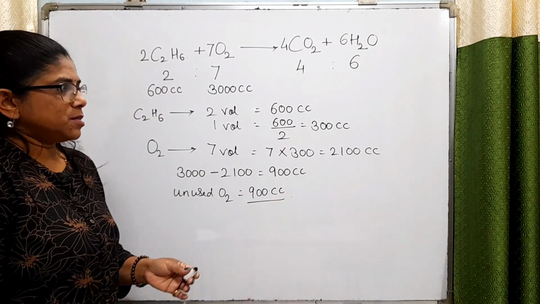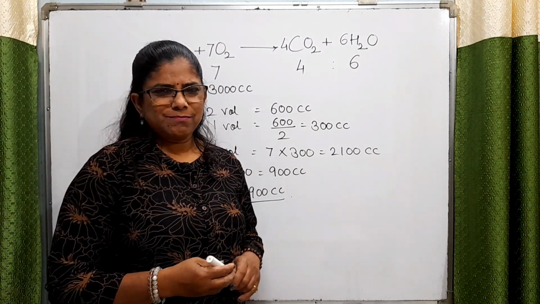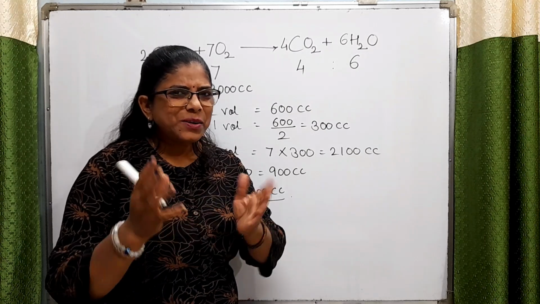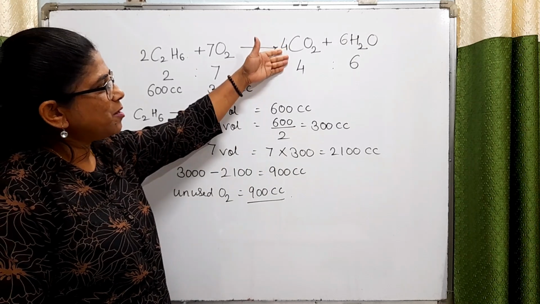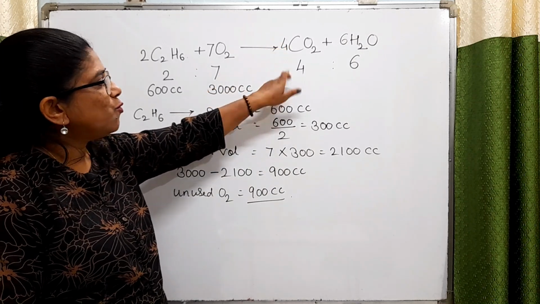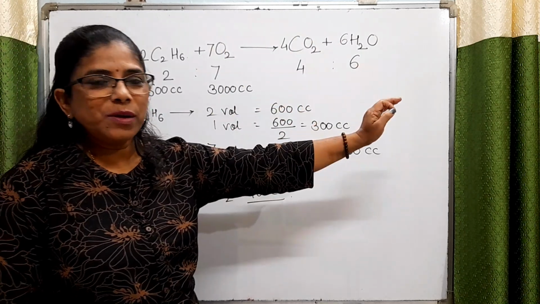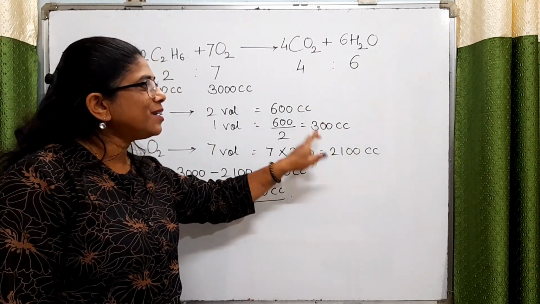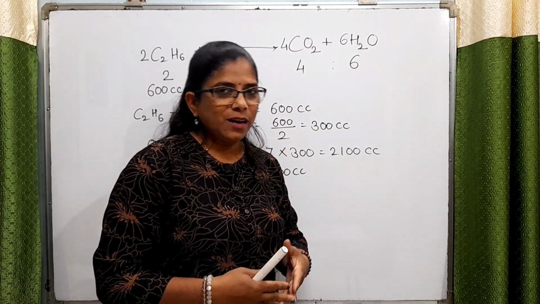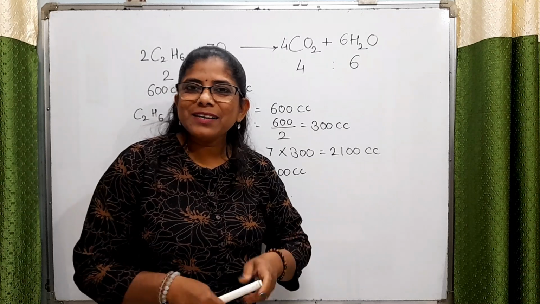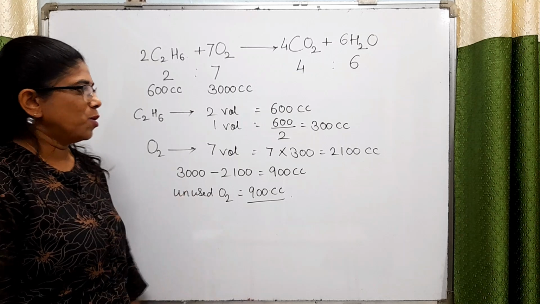They have not asked the volumes of the products, so we will not find. But let's calculate it orally. Value of 1 volume is 300. So carbon dioxide formed here will be 4 into 300, that is 1200 cc, and water vapor 6 into 300, that is 1800 cc. So if they ask, you can easily write that. So here we complete problem number 4.